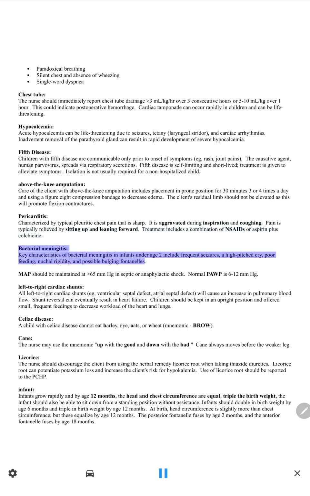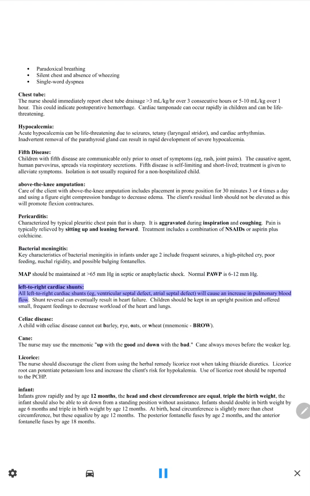Bacterial meningitis. Key characteristics of bacterial meningitis in infants under age 2 include frequent seizures, a high-pitched cry, poor feeding, nuchal rigidity, and possible bulging fontanelles. MAP should be maintained at greater than 65 mm Hg in septic or anaphylactic shock. Normal PAP is 6 to 12 mm Hg.